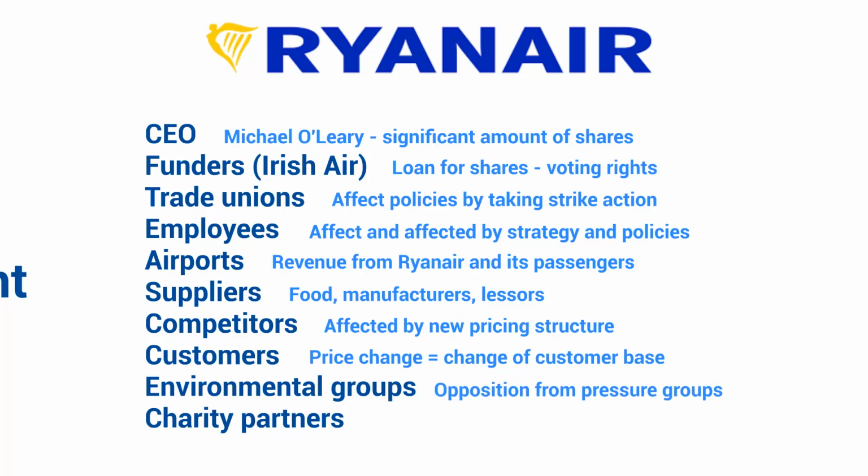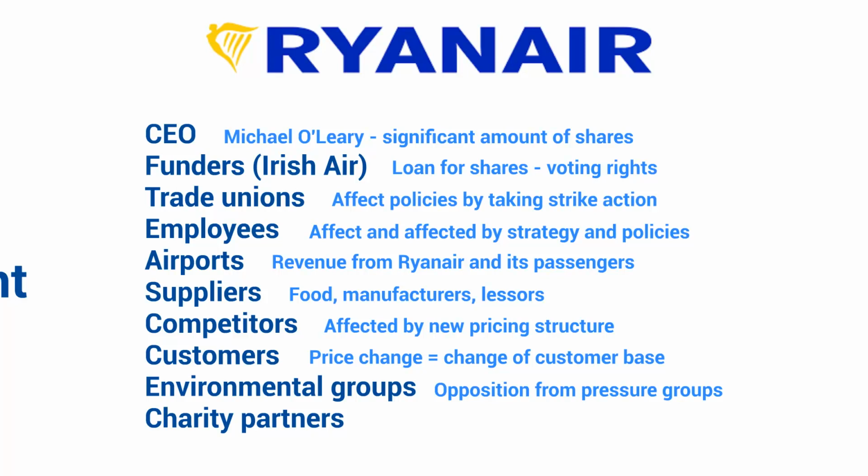Environmental groups are another group of stakeholders, because organisations can face opposition by external pressure groups. Now, in the case of Ryanair, many environmental groups are seriously unhappy with flights as a method of transportation because it's such a high polluting form of transport.